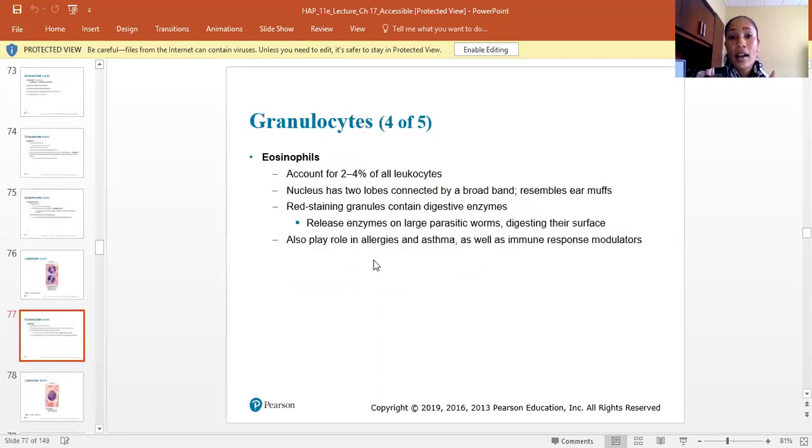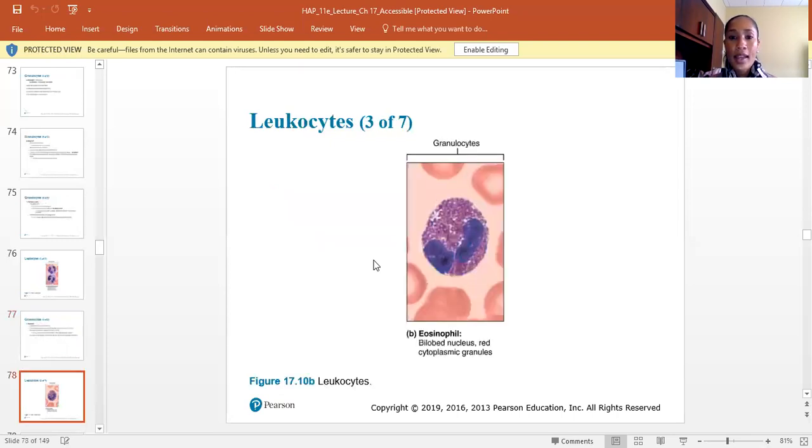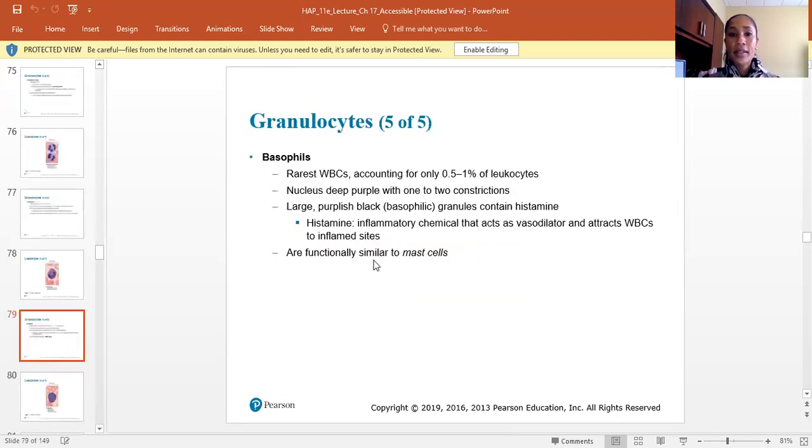Eosinophils represent only about 2 to 4% of the leukocytes. We mostly find them when the body is undergoing an allergic reaction, if there is an asthma attack, and also if we have large parasites causing some type of infection. We will see this white blood cell in abundance. And here we have an example of eosinophils.